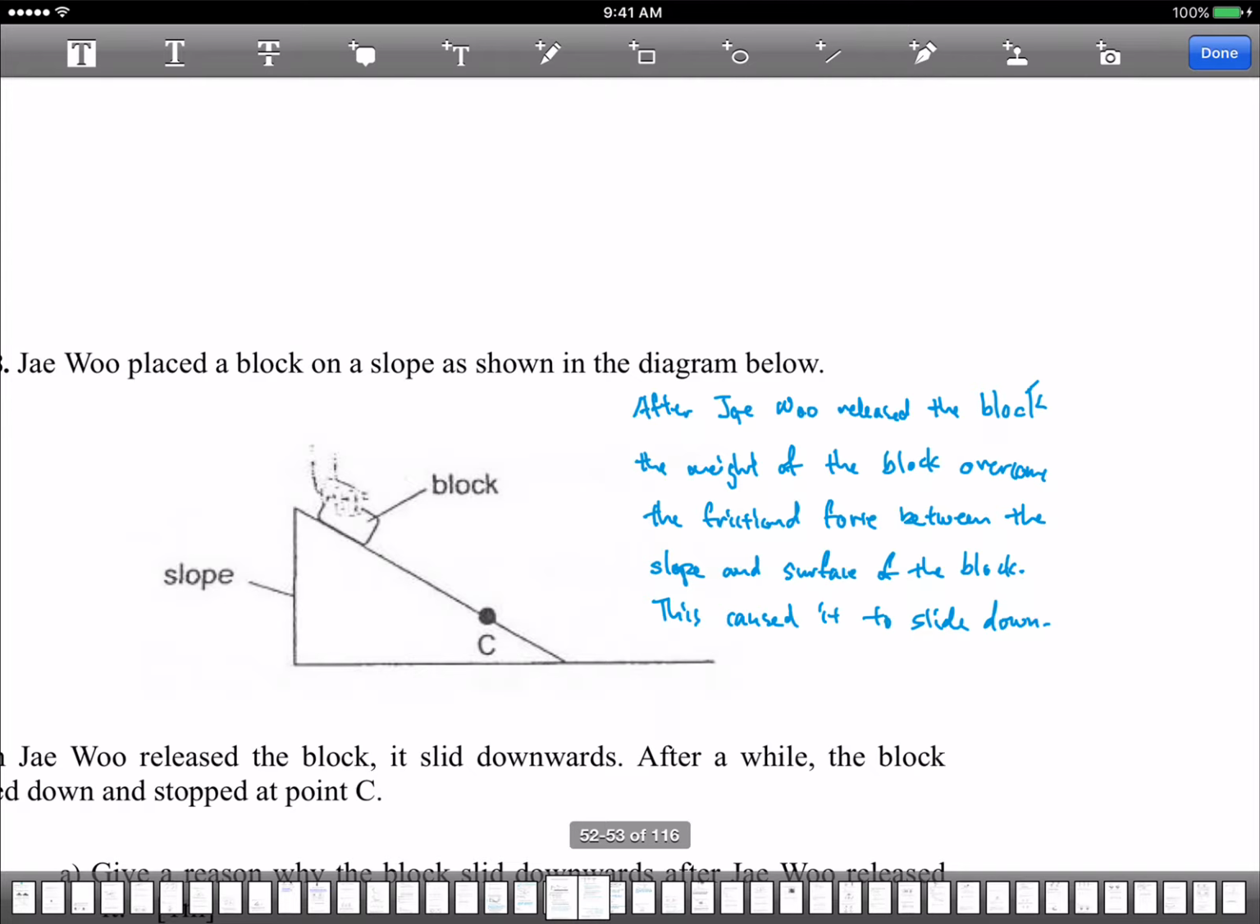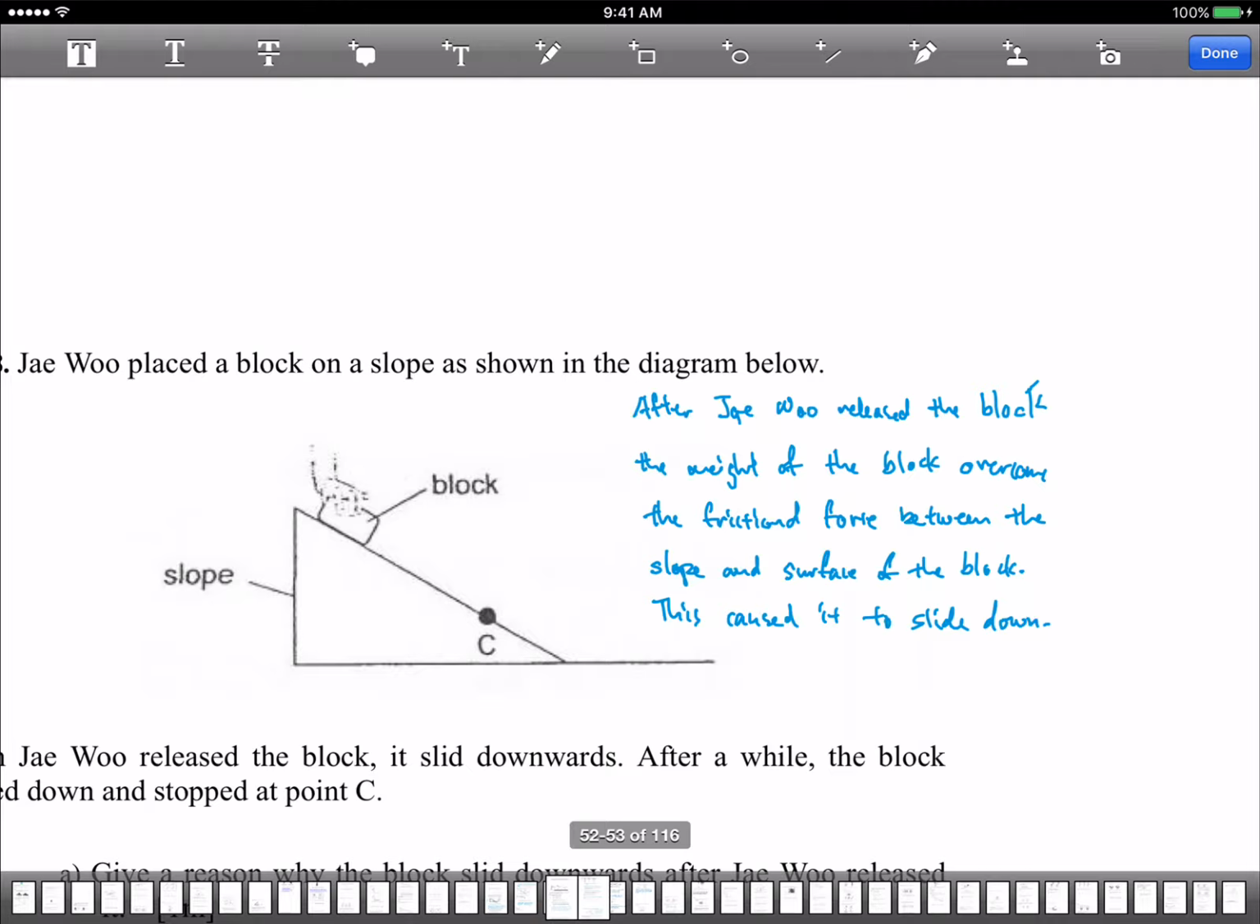See, after J.U. released it, gravitational force pulls the thing down. So the explanation is this: after J.U. released the block, the weight of the block overcame the frictional force, and hence it slid down. Right? So it's about the weight, gravitational force overcoming the frictional force.